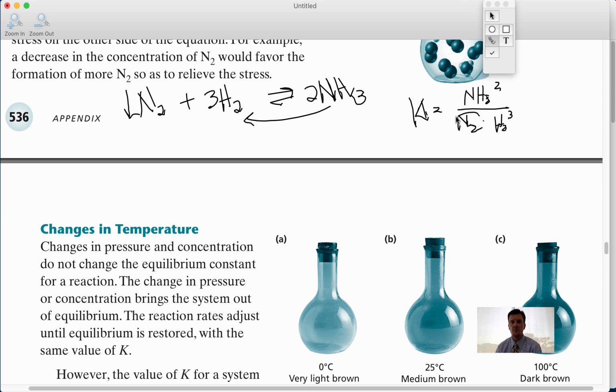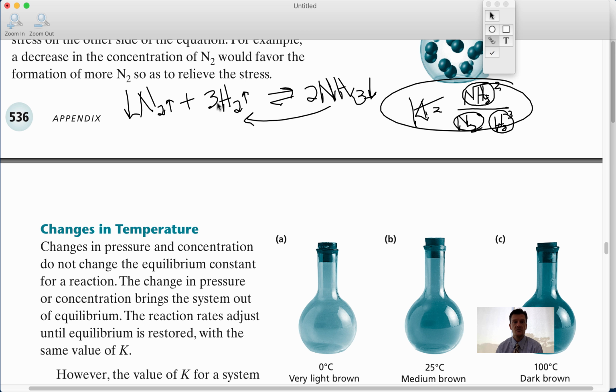It needs to make more of what you took away, and then this also will go down a little bit, and this will go up a little bit. So the reaction is going to lower the NH3, it's going to increase the H2, and it's going to increase the N2 so that it can get back to that same K value where it was before.